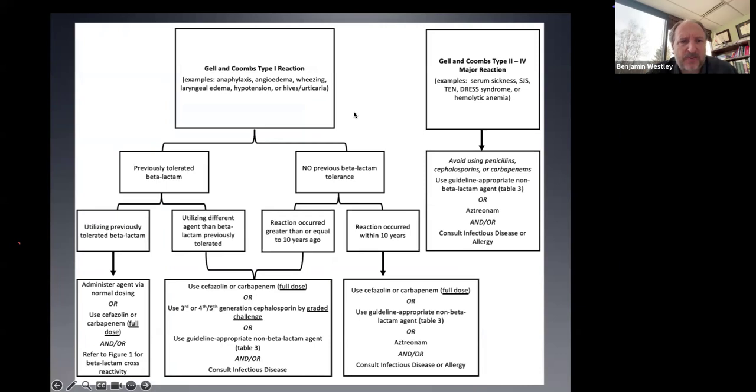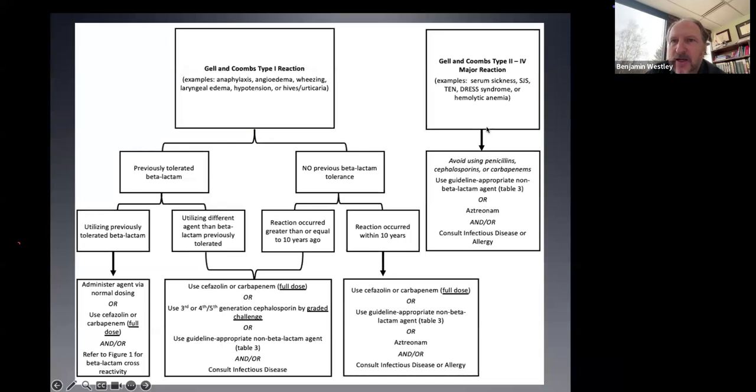Then there are more complex pathways here. This is more aggressive than what we've done at our hospitals yet. I'm not sure if I'm brave enough, but I should be. Patients that have a type 1 reaction, including anaphylaxis, and the reaction occurred greater than 10 years ago, they will use cefazolin or a carbapenem or a third or fourth generation cephalosporin or something else. That's sort of the middle large box. But even patients with a type 1 reaction within 10 years, they still allow use of cefazolin or carbapenems because there's no side chain cross reactivity.